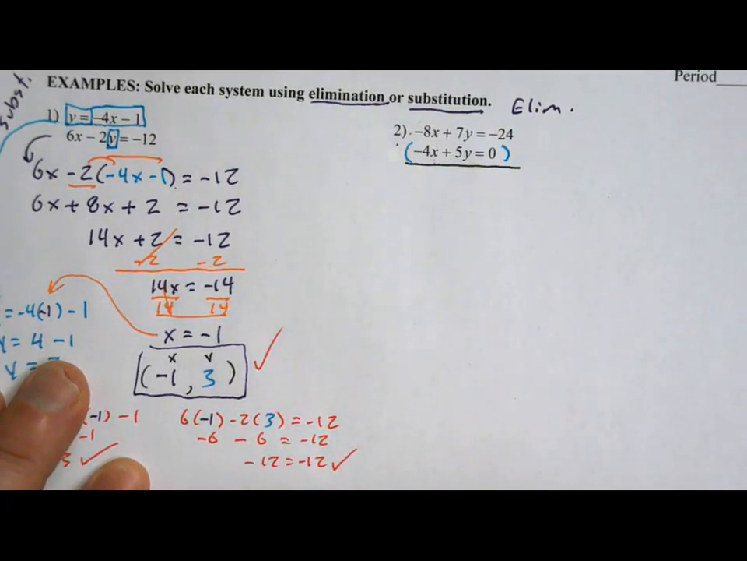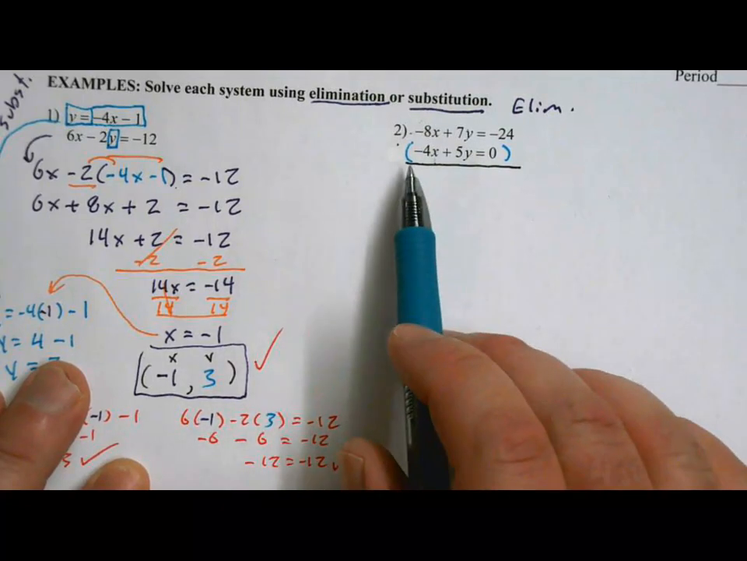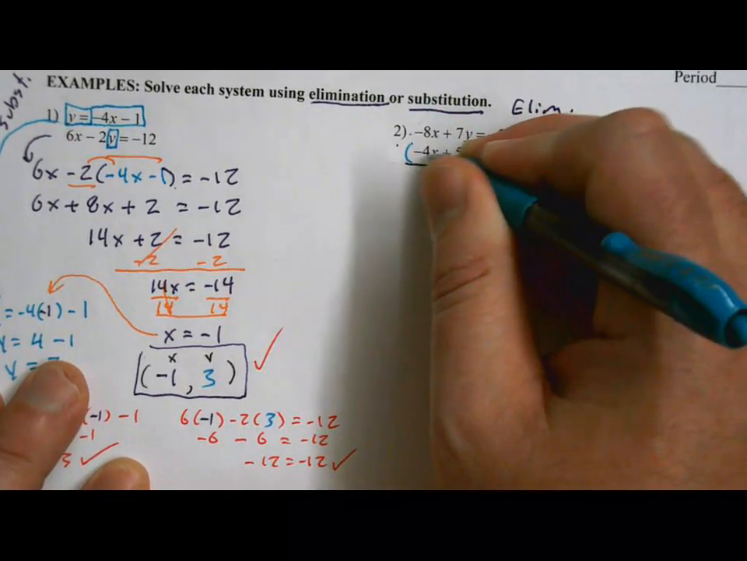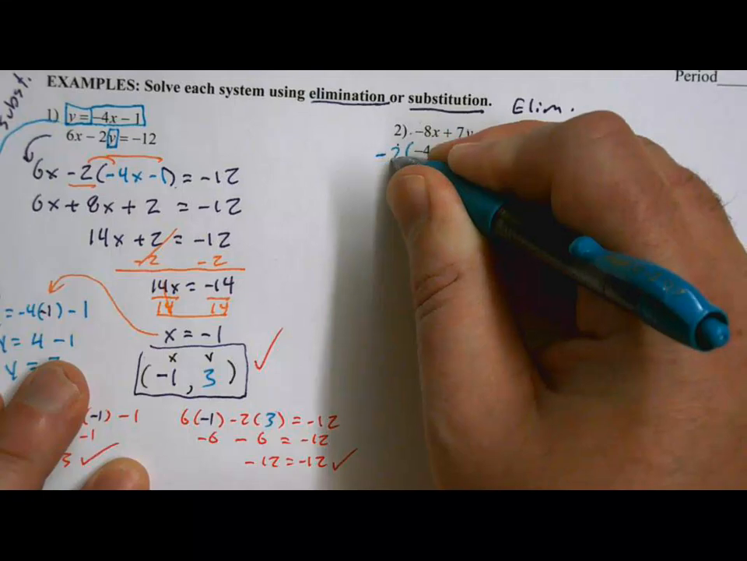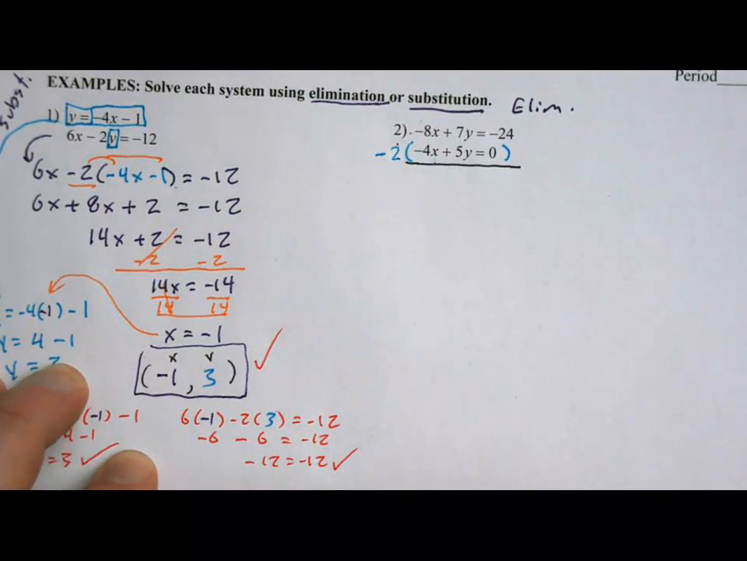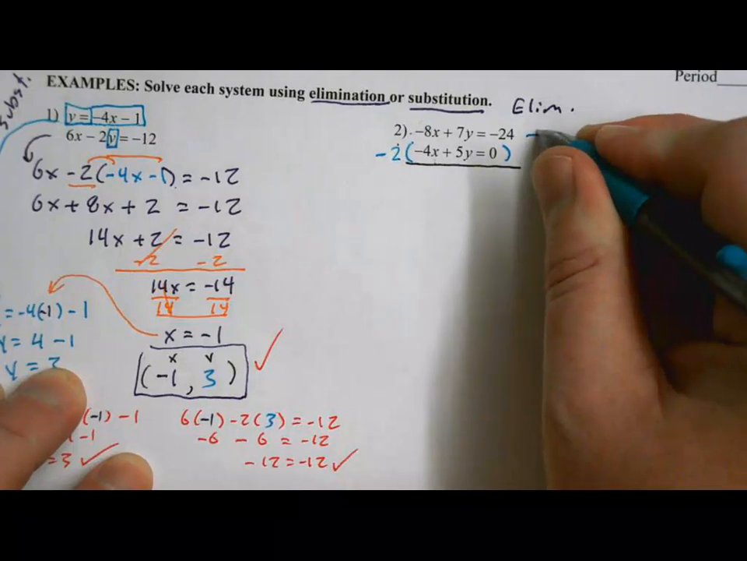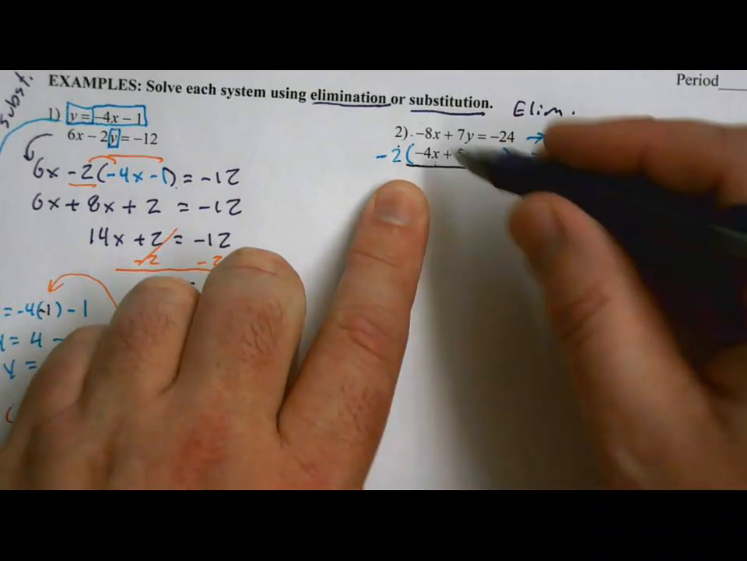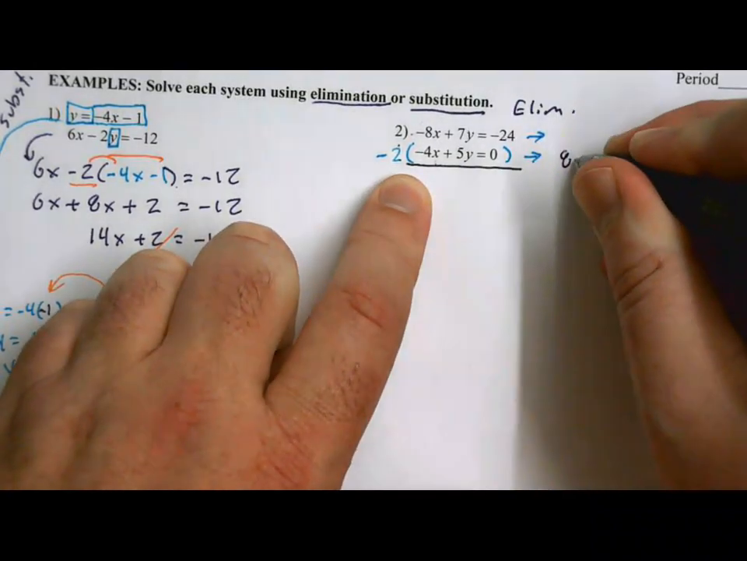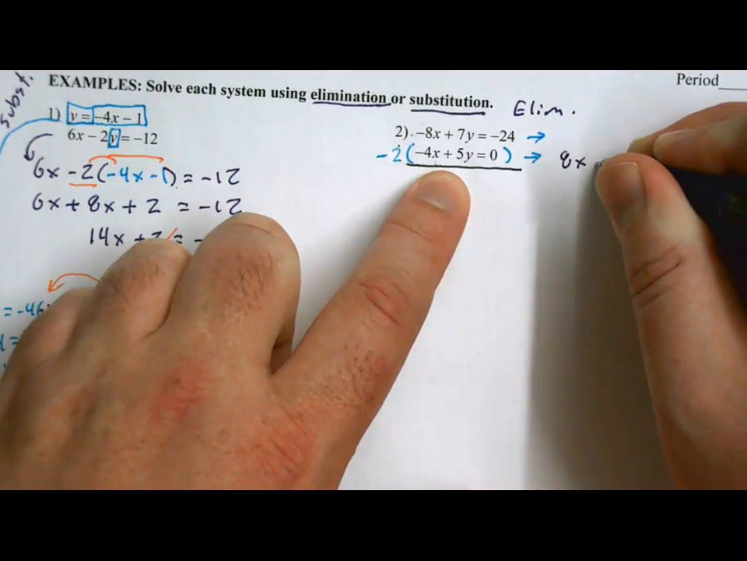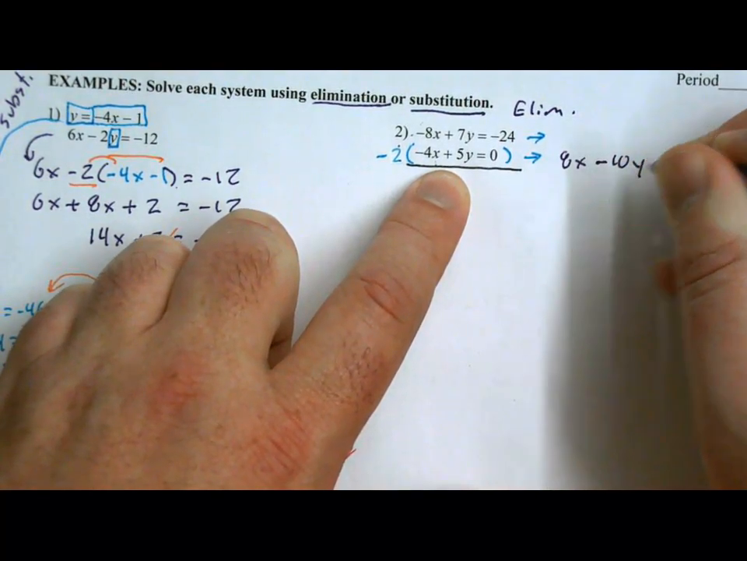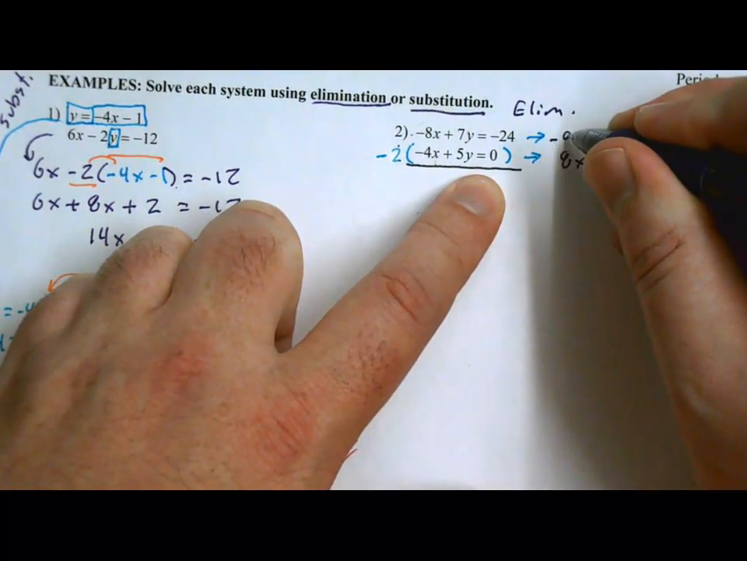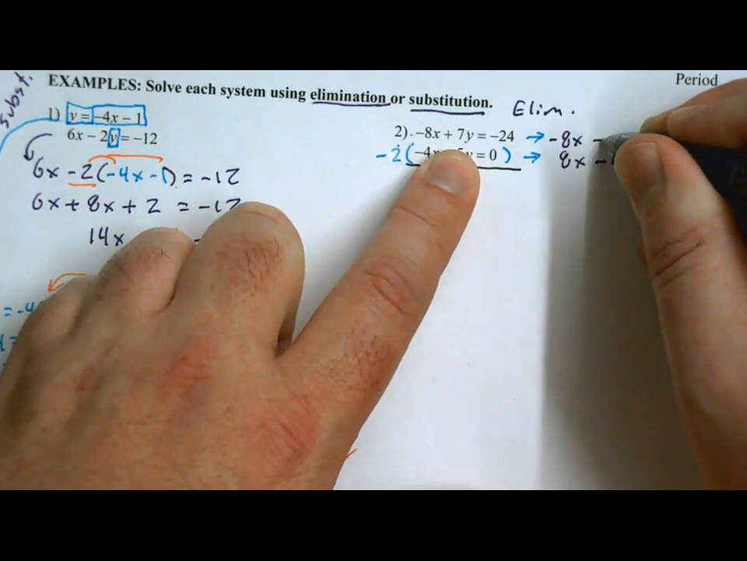So I'm allowed to multiply one equation or both equations by any number I want. I am going to choose to multiply my bottom equation by negative 2. And I'll show you the reason why. Let me copy over what my new equation would be. This bottom equation, negative 2 times negative 4 would give us 8x. Negative 2 times 5 is going to give us negative 10y. Negative 2 times 0 is still 0. And I'm going to just copy my top equation over. It did not change at all.